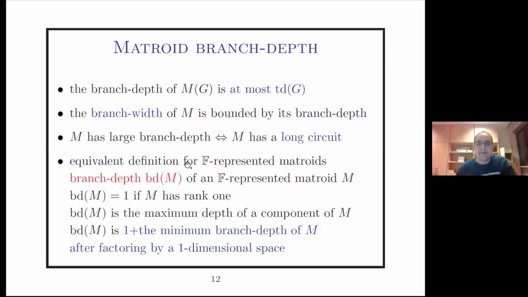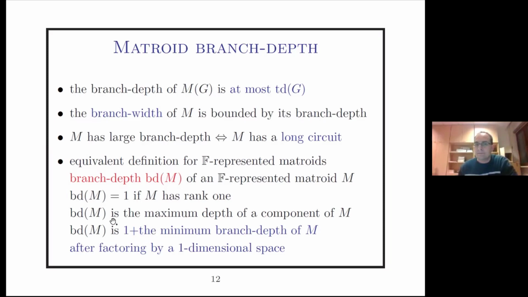And this is the equivalent definition for represented matroids. So if the matroid has rank 1, its branch depth is 1. If it's disconnected, it's the maximum depth of a component. And otherwise, one is trying to factor by a one-dimensional space. So we have a notion of factoring in linear spaces. And if one has a represented matroid, it makes sense to factor over one-dimensional spaces. By factoring over a one-dimensional space, in principle, the matroid may become disconnected. So one is trying to find a space such that if one factors by it, the chances of splitting the matroid into simple components are as large as possible.